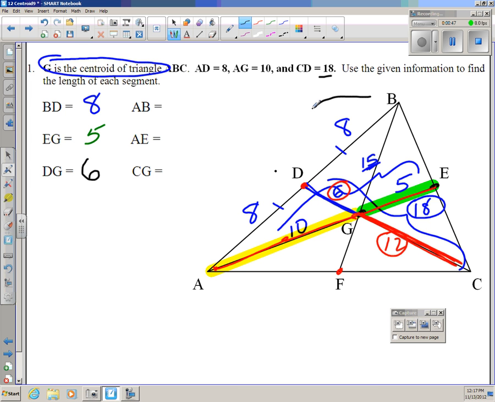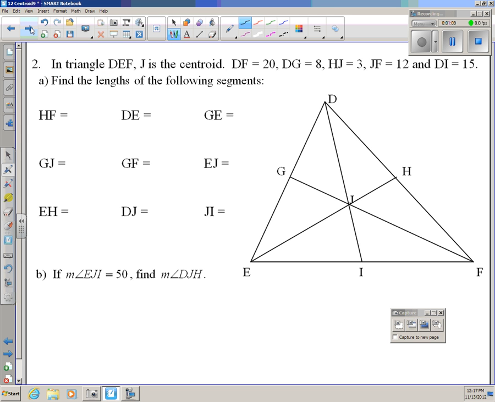AB is this whole thing here, and that turns out to be just 16. AE is the whole thing, and we know the pieces, and we can just add them up to get 15. And CG just would be 18 minus 6, which is 12. And I think we pretty much did that in class. All right. Number 2.